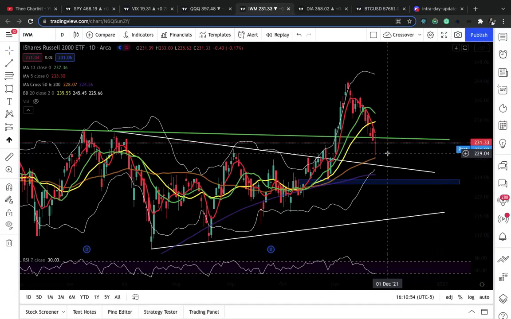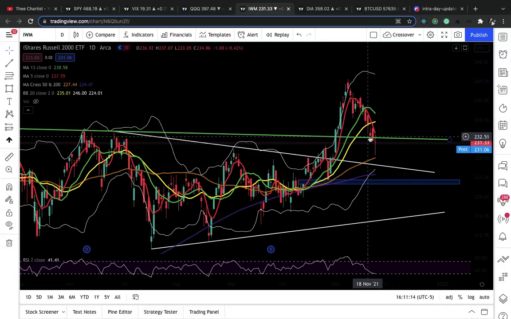IWM, I had a price target for IWM of 230. Told you guys yesterday. It actually went down lower, down to 228. What was the low for today? Low was 228.6. We also got, it barely touched the 5-day moving average. Almost got rejected there. It tried to reclaim this green line, failed.